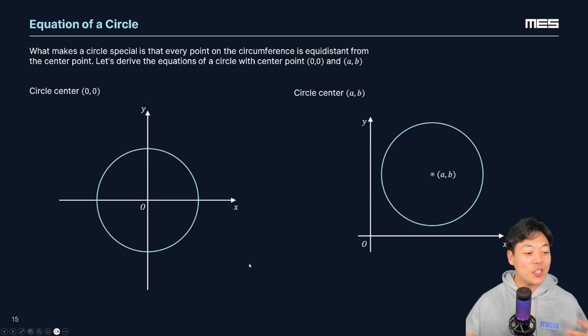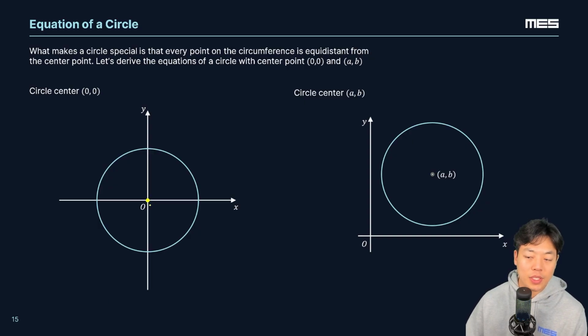Now, equation of a circle. This is kind of the pinnacle, the summit of what we need to know about circles. And this is where it can get a little more algebraically complex, but stick with me here. Let's check this out. What makes a circle special is that every point on the circumference is equidistant from the center point. So let's derive the equations of a circle with center point 0, 0 and a comma b. We'll be creating a general equation for a circle right here. But first, let's check out this circle with center 0, 0.